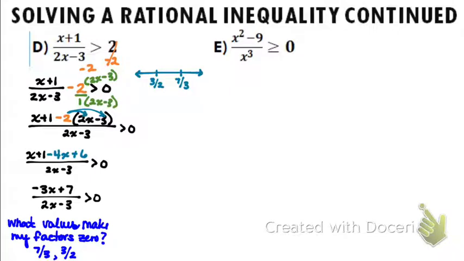I'm going to write that up above, actually, I think. Give myself some more room. We only have 2 factors this time. We have x plus 1. We have 2x minus 3. And then I need my results.